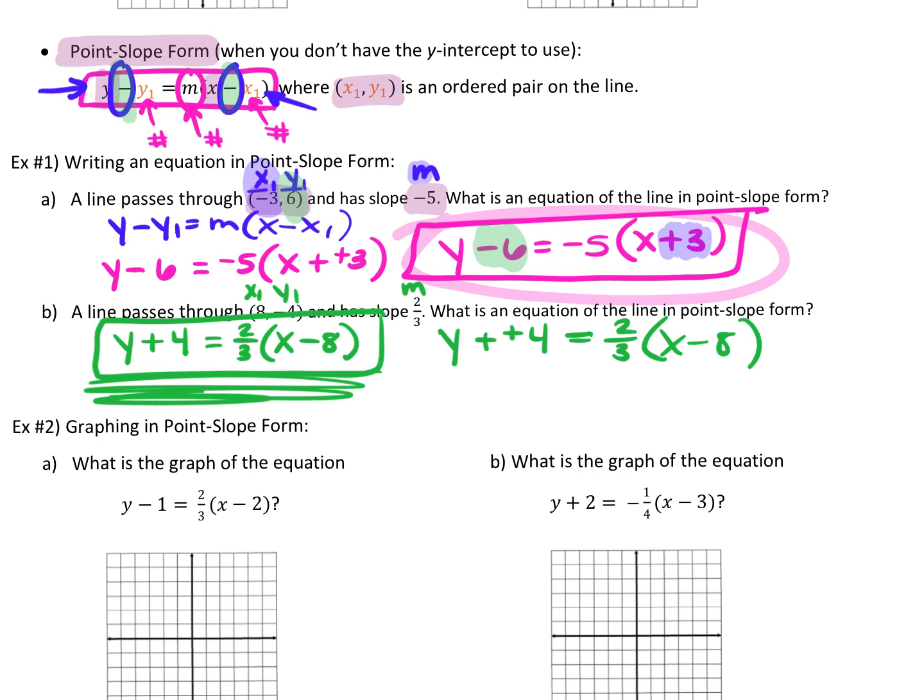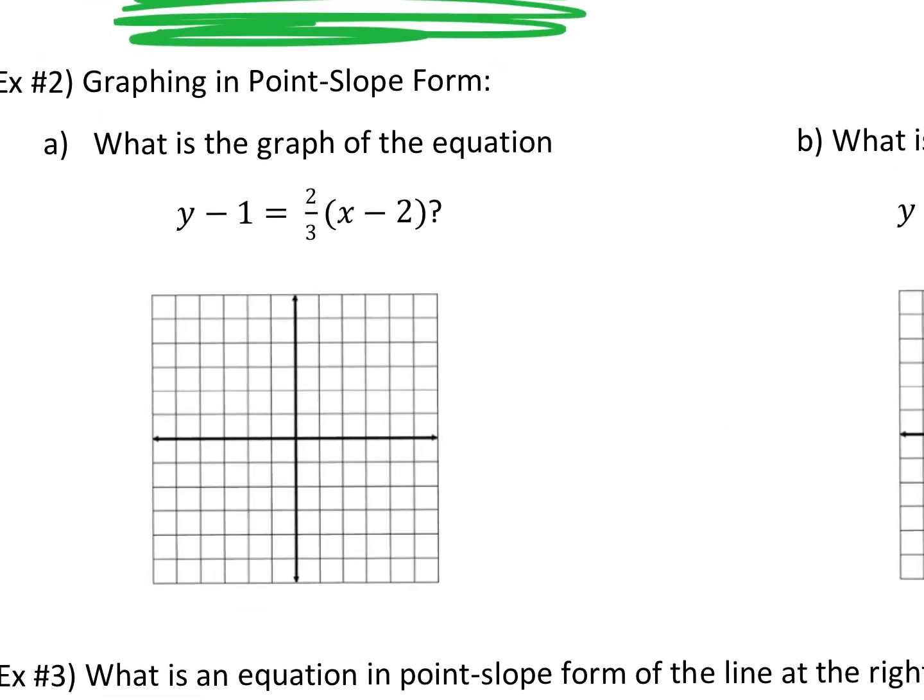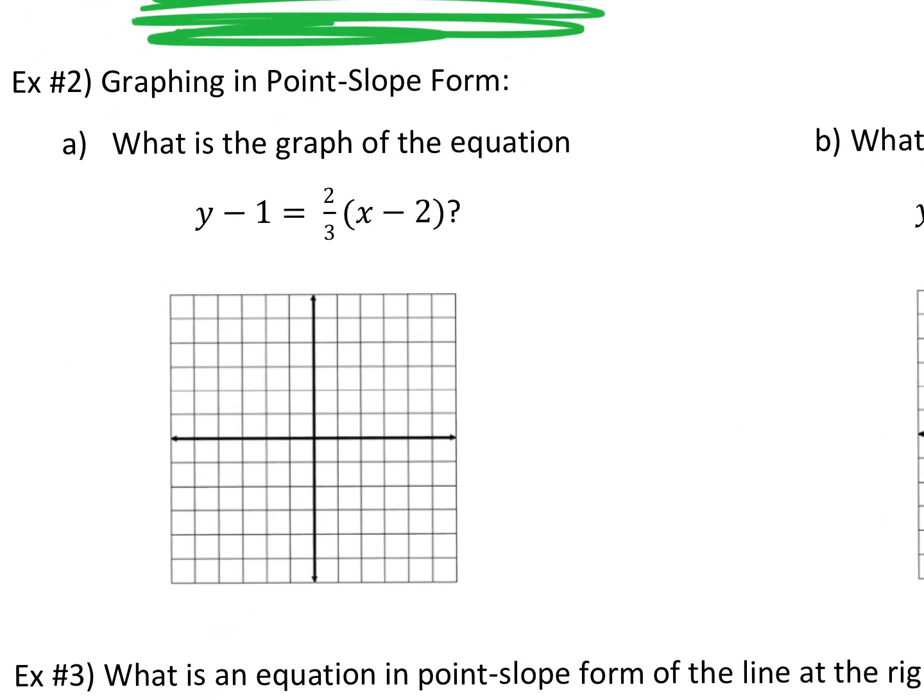Questions on that? So if I give you a point and a slope, that's as easy as it gets. Drop those numbers into the formula. What if we have to graph it? Here's where it gets a little tricky. Okay, if we're gonna graph something from point slope form, we should have a point and we should have a slope.